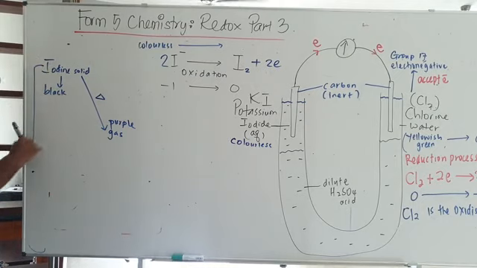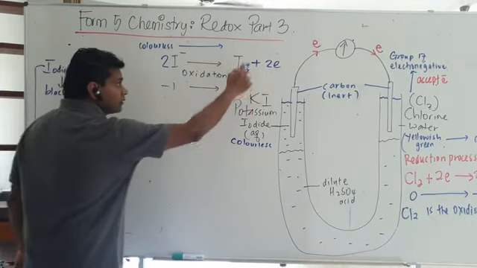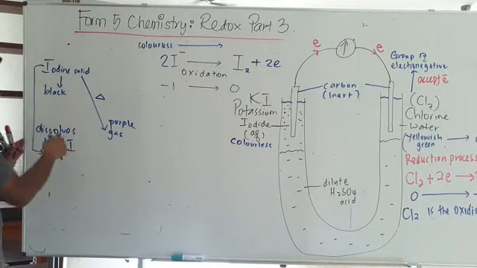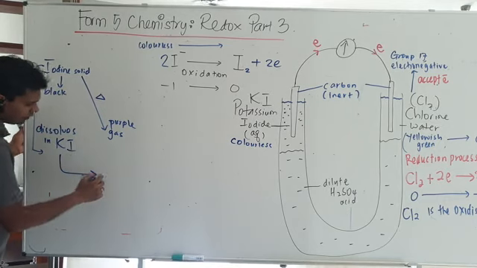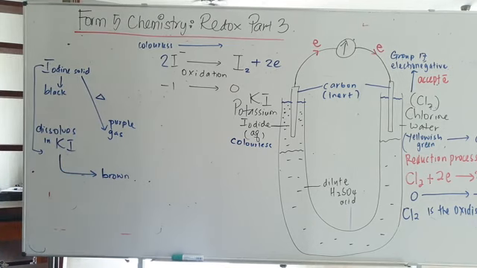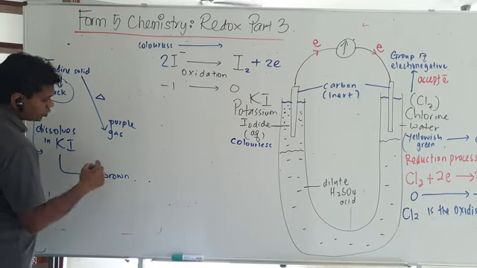But if the iodine solid dissolves in KI, potassium iodide, that means the iodine which is formed here will quickly dissolve back in the KI. And so it forms a different color, a brownish color. That's the difference. You got it? So iodine, you must be very careful. If it's a solid, it's black. But if it dissolves in the KI, it becomes brown. Got it? So that's why your iodine solution is yellowish brown.